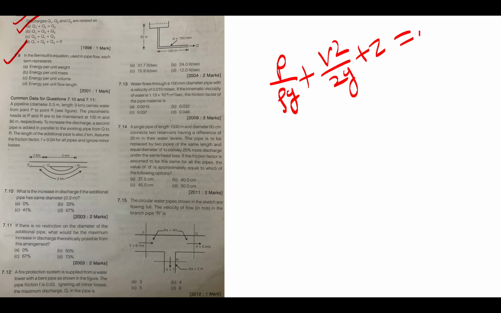Question 9, what is it telling? Question 9 is about Bernoulli's equation used in the pipe: each term represents what? P by rho g plus V square by 2g plus Z is equal to constant, is representing what? Energy per unit weight, energy per unit mass, energy per unit volume, or energy per unit length.